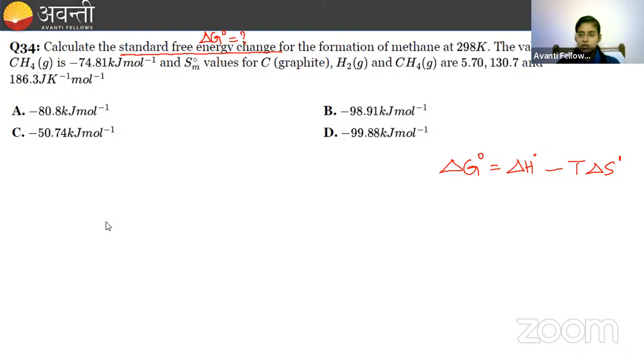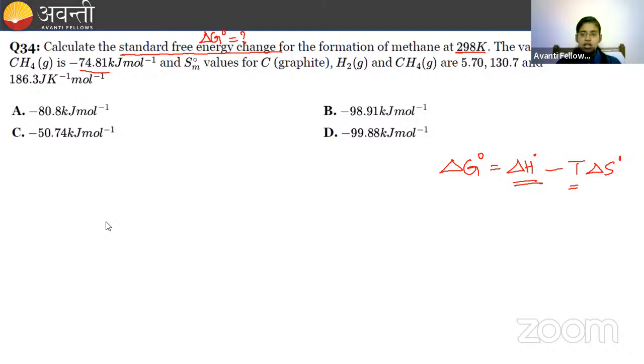We have the delta H value in the question, and we also have the temperature. We have the delta H value for methane, but we don't have the delta S value. Instead of delta S, we have the entropy values for each molecule. So initially we have to find delta S and then substitute the values in this formula.